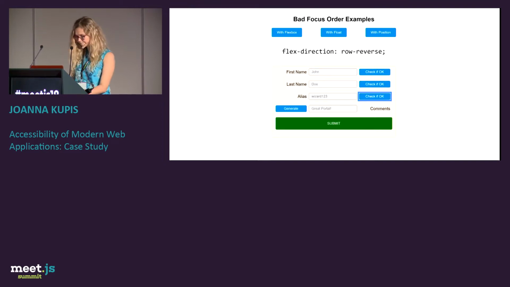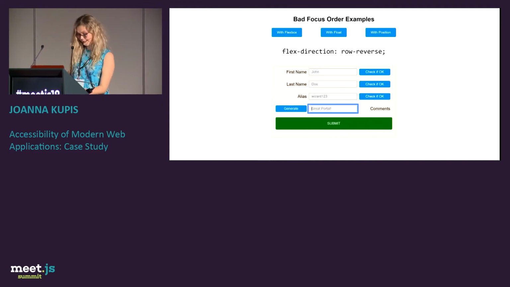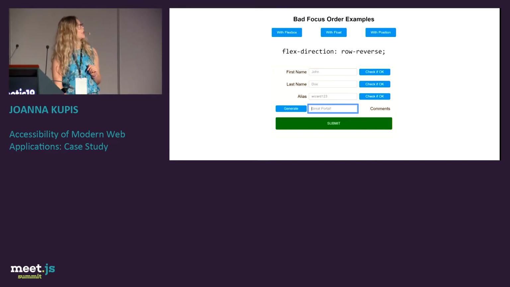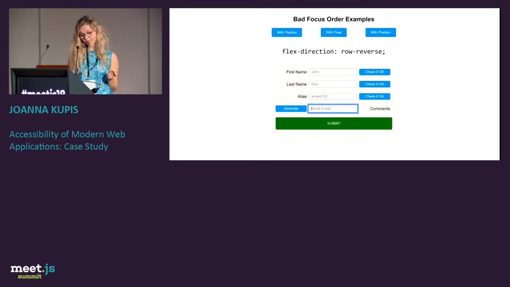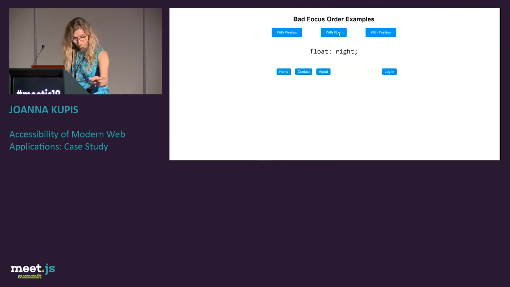So we are tabbing, and then we probably would like to see the focus on the generate button. But that's not the case, because in the DOM, the order is different than what you see on the slide. Then the same can go.